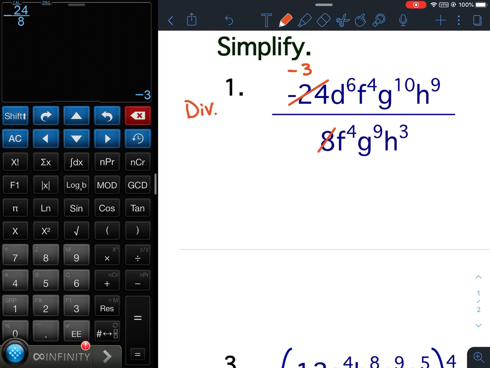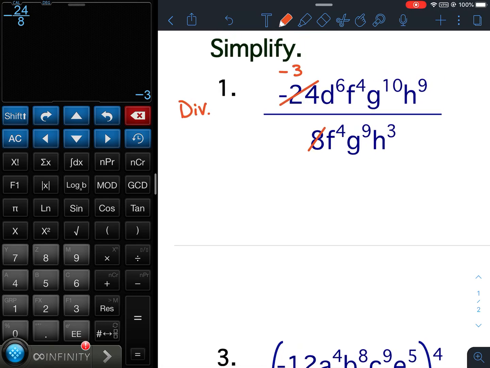All right, I have a d on top, but not on the bottom, so it's going to stay the same. I have an f to the 4th on top and an f to the 4th on the bottom. Because it's the exact same thing on top and bottom, they completely cancel out. There is no more f term.